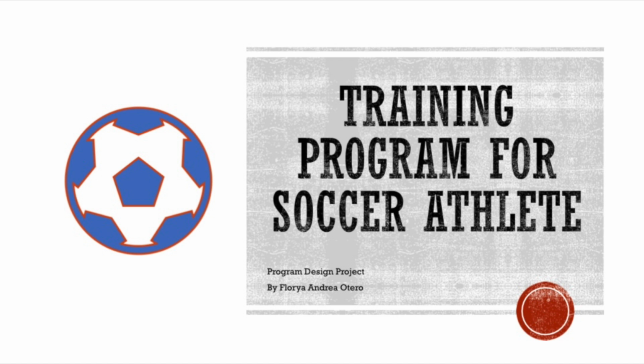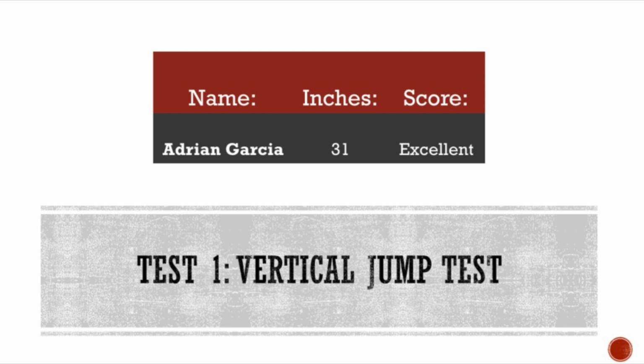There are many components of fitness that are important for success in soccer, and what I will be discussing in the next few slides will be the tests that were administered to test for strength, power, speed, agility, and that includes aerobic and anaerobic fitness. For test 1, it was the vertical jump test. As you can see, Adrian Garcia scored excellent with 31 inches.